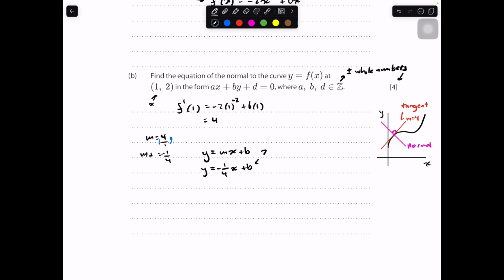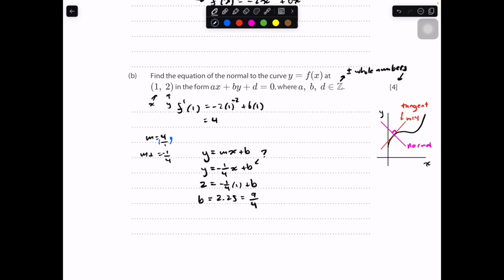Now the question is, what is b? We have a point on the line, an x and y value, so let's substitute that in. x is equal to 1 when y is equal to 2. So let's put 2 in for y: 2 equals negative 1 over 4 times 1 plus b. We can solve this, and b is going to be 2 1/4. We could say it's 2.25, or we could say it's equal to 9 over 4.